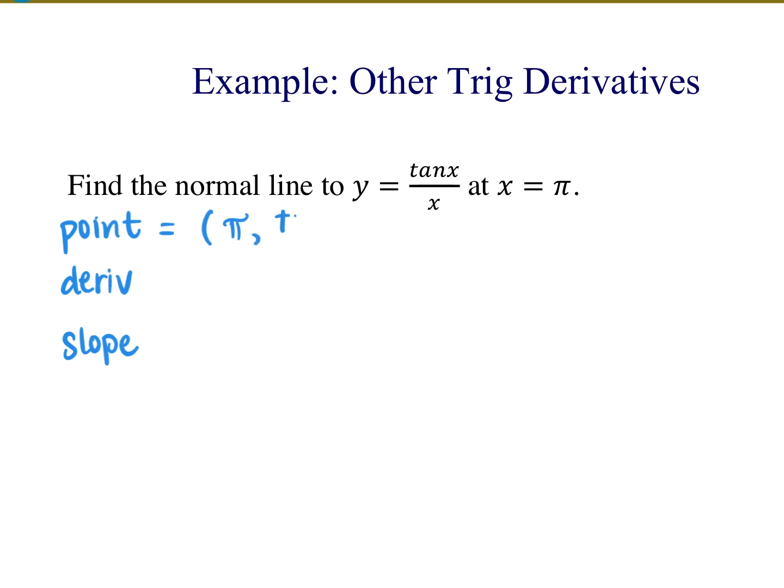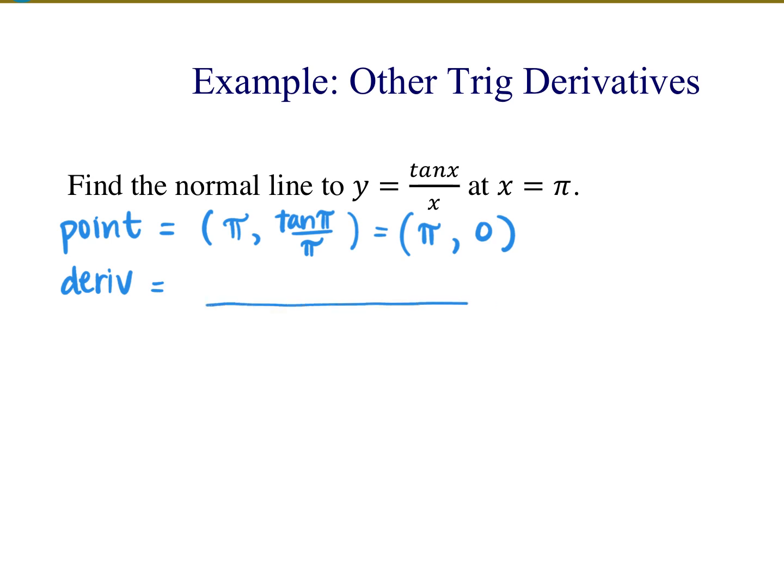Okay, so pi, comma, tan pi over pi. And what is tan pi over pi? Right, tan pi is 0, so it doesn't matter that it's over pi. My point is pi comma 0. All right, Andre, you're up for derivative. Okay, you can use the quotient rule.